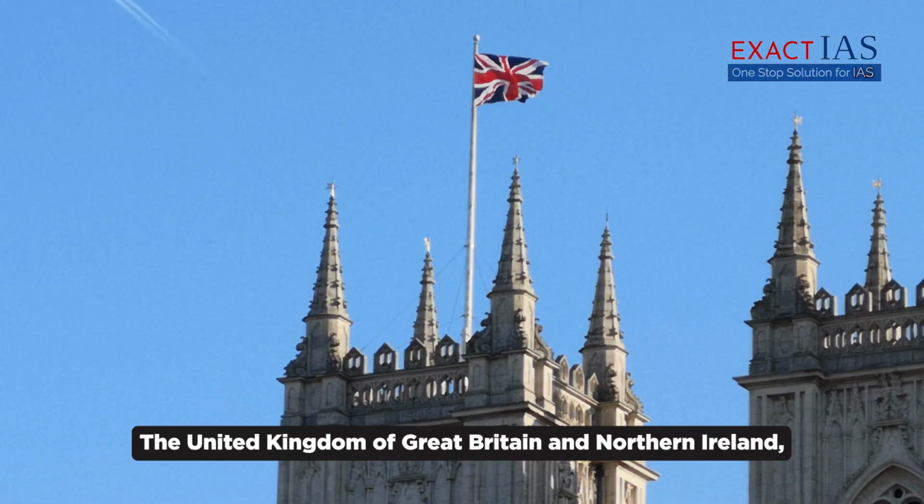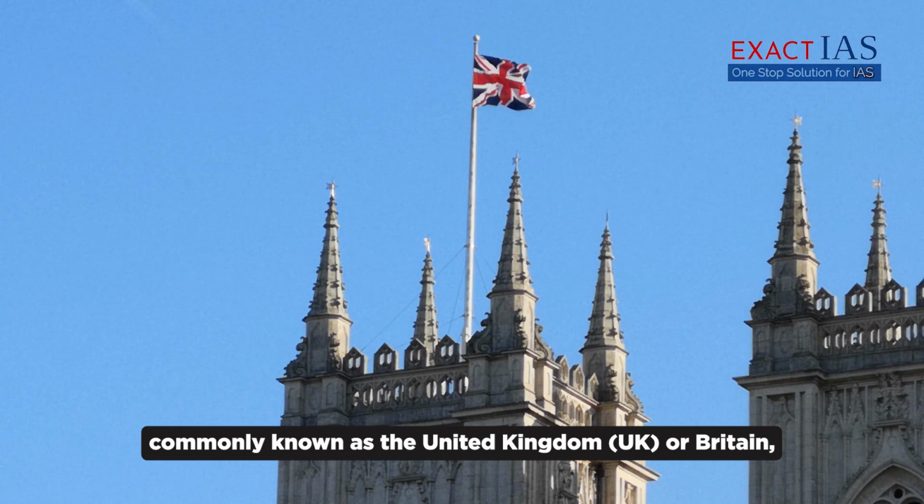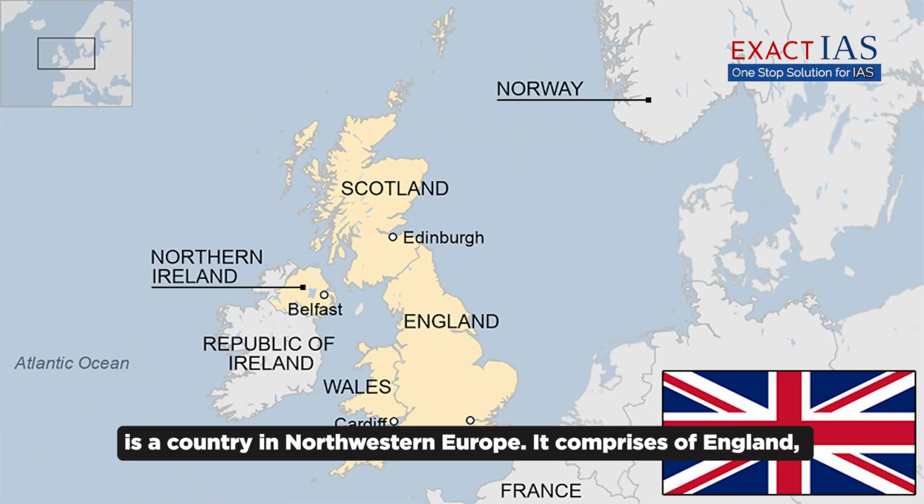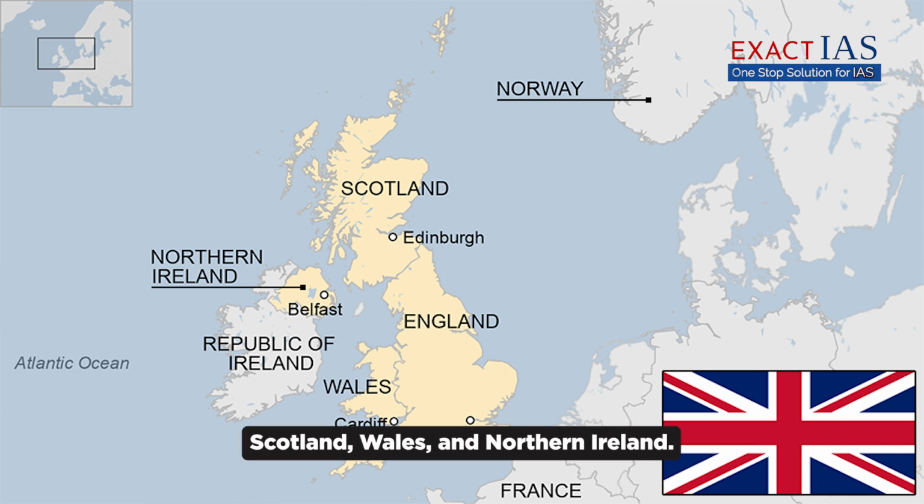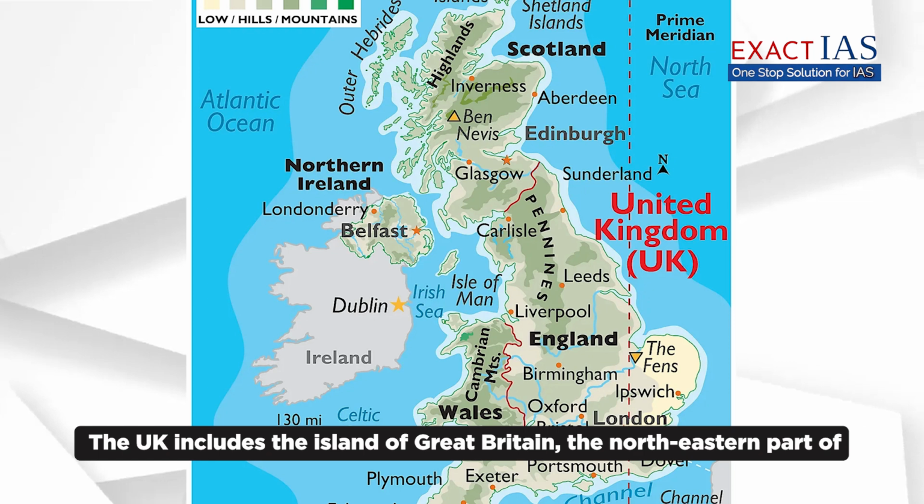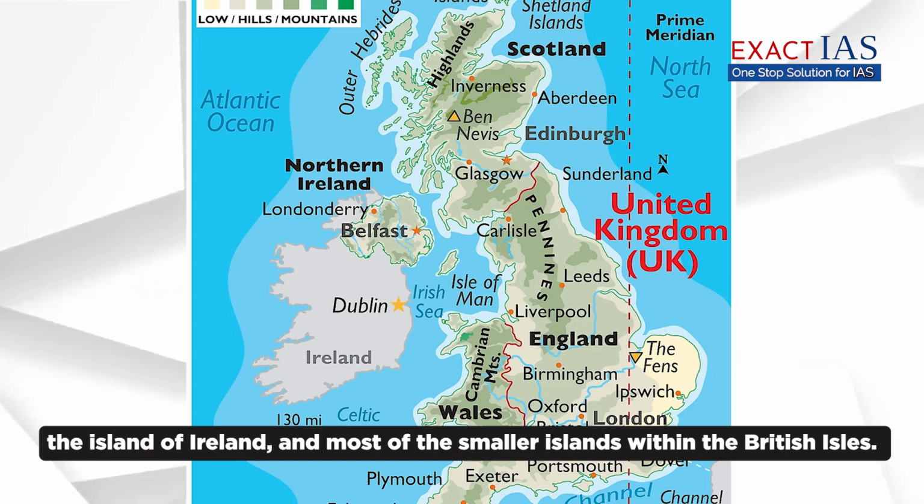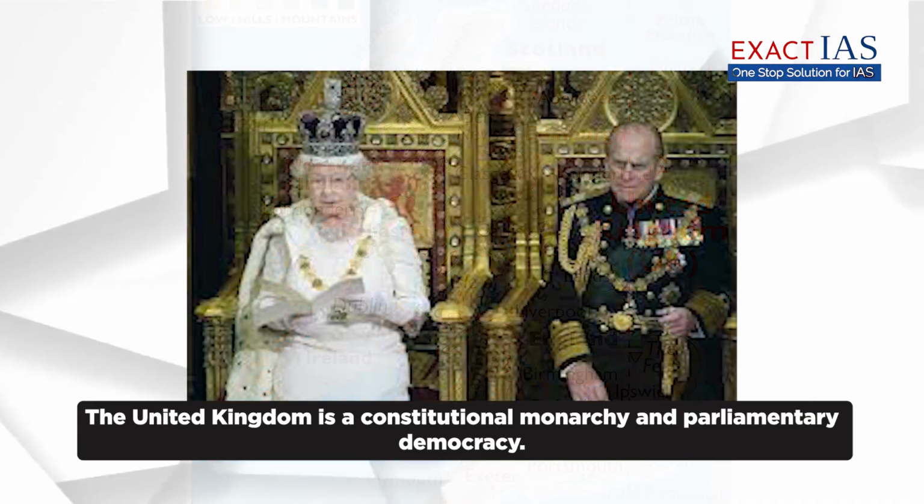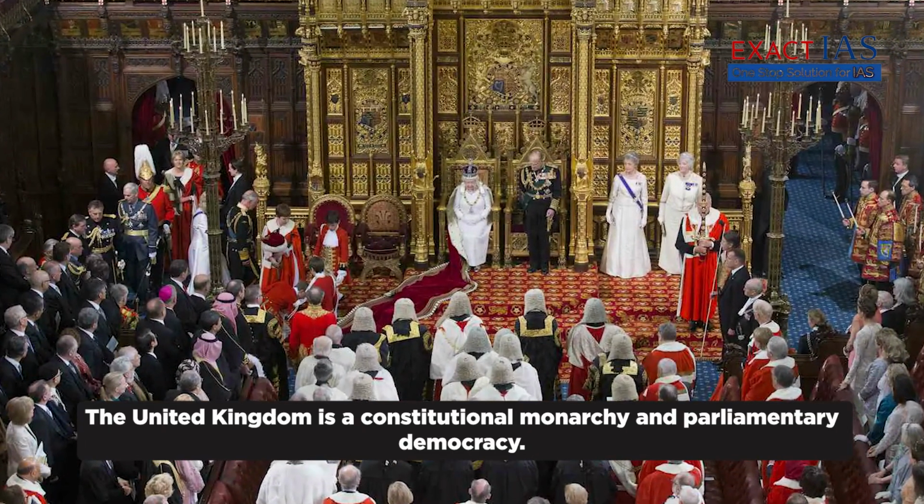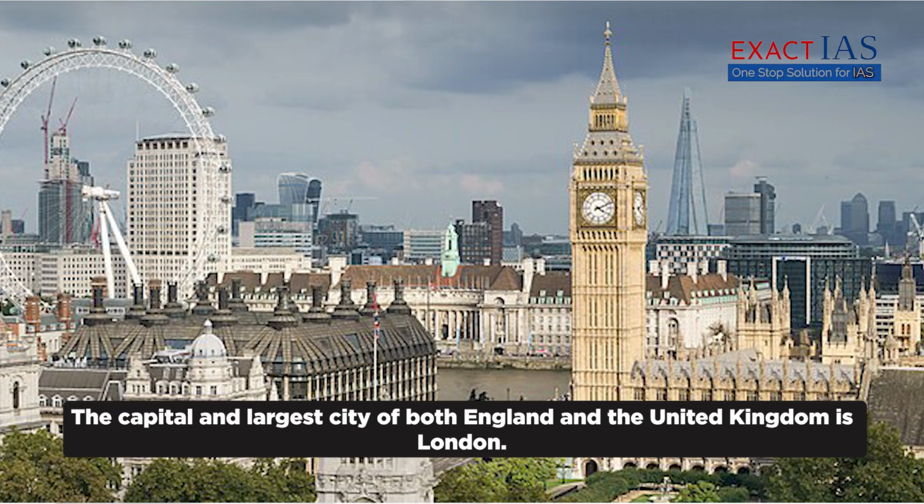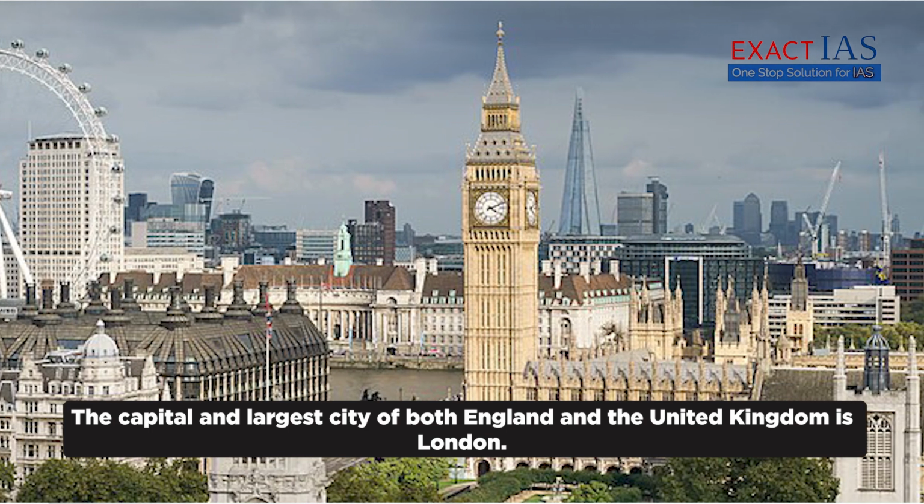The United Kingdom of Great Britain and Northern Ireland, more commonly known as simply the United Kingdom or Britain, is a country in northwestern Europe. It comprises England, Scotland, Wales, and Northern Ireland. The United Kingdom includes the island of Great Britain, the northeastern part of the island of Ireland, and most of the smaller islands within the British Isles. The United Kingdom is a constitutional monarchy and a parliamentary democracy. The capital and largest city of both England and the United Kingdom is London.